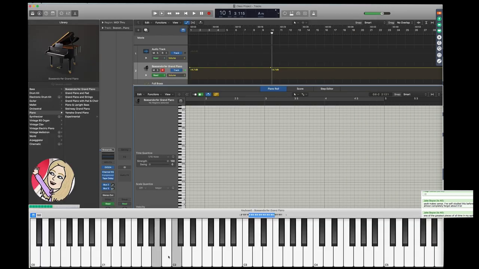So we start with our A and C. Now, this one's going to go up to G. This one goes down to E. Contrary motion, right? Contrary motion.